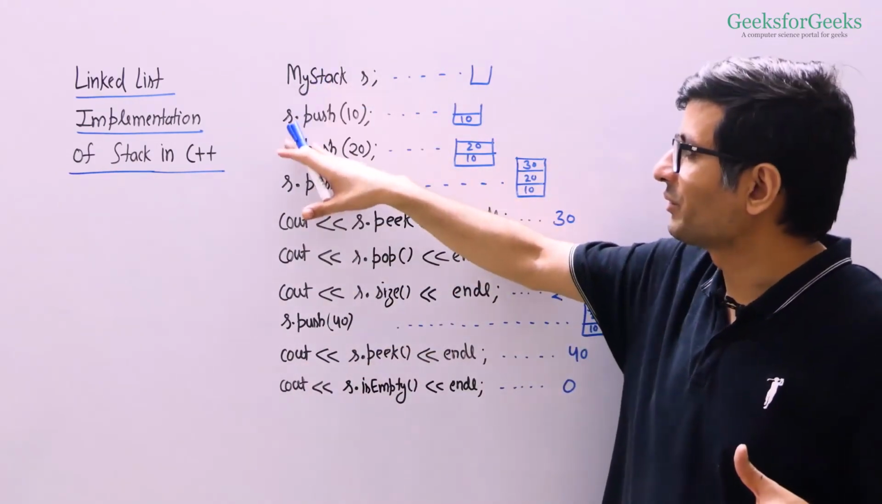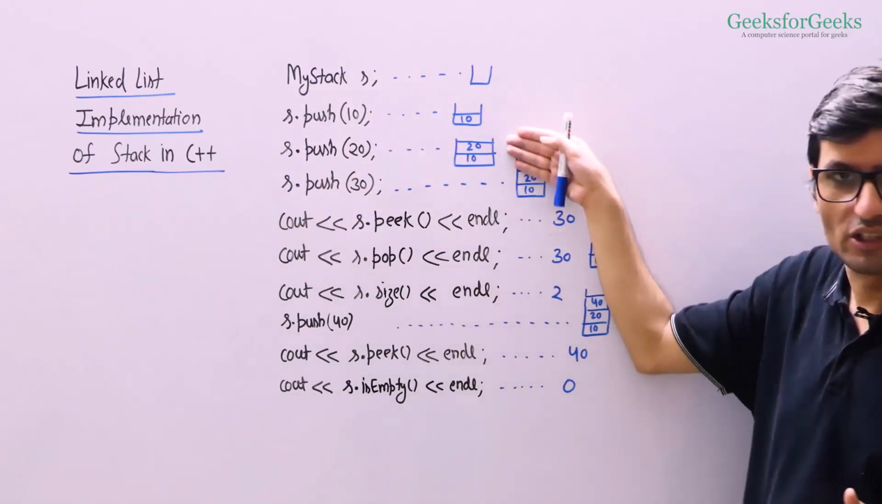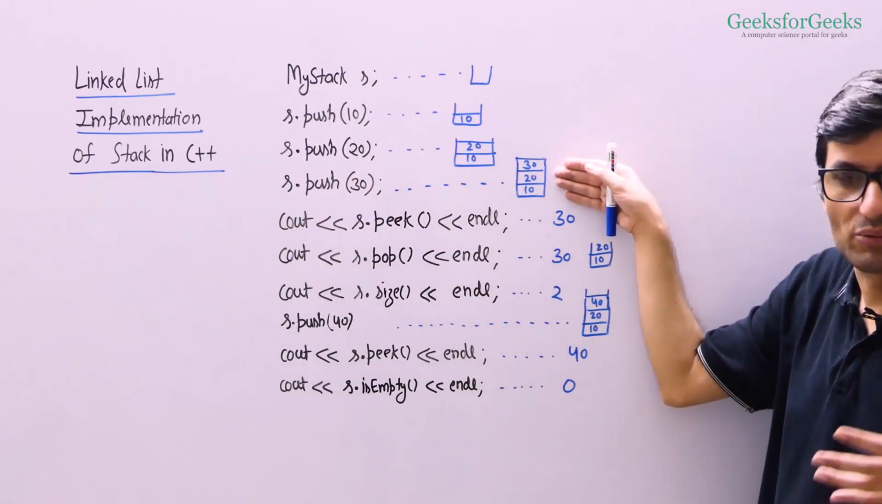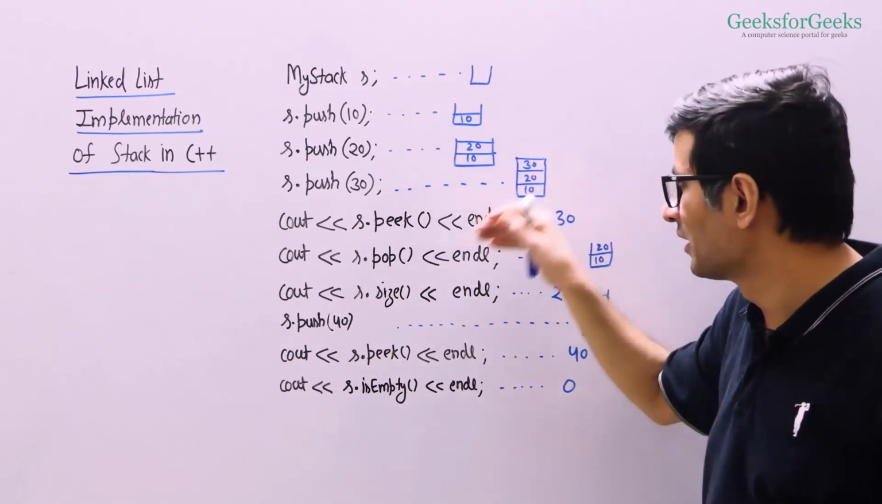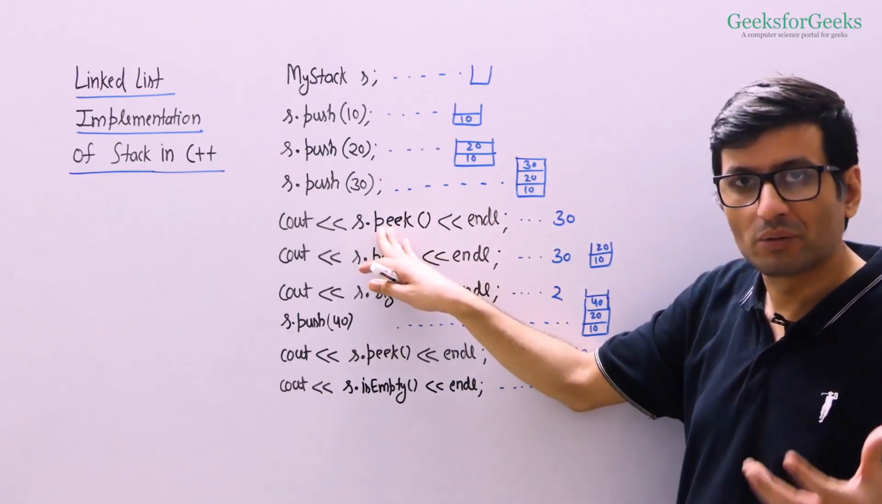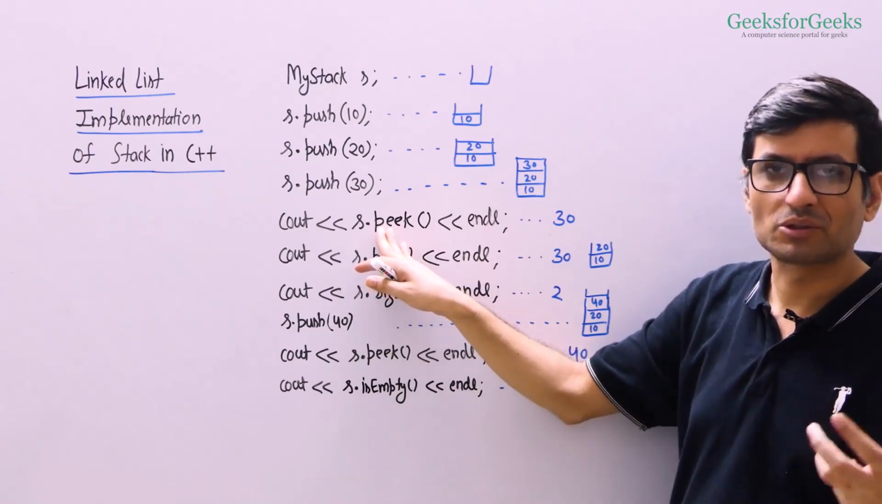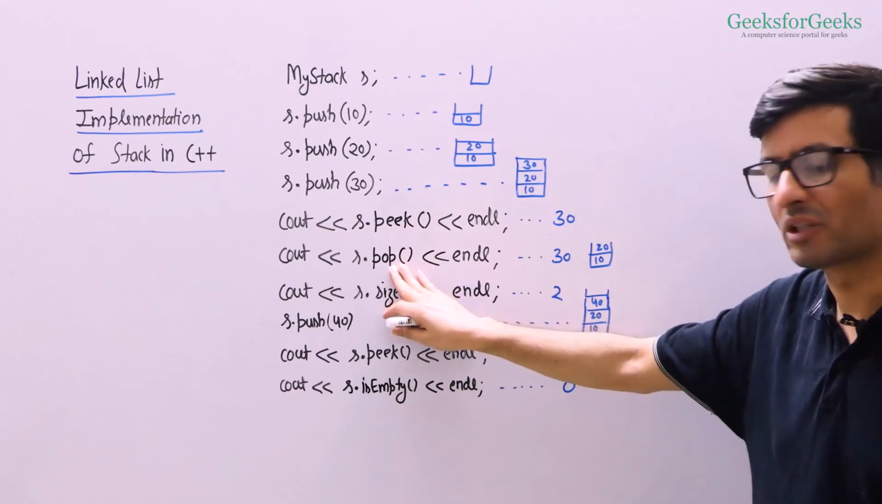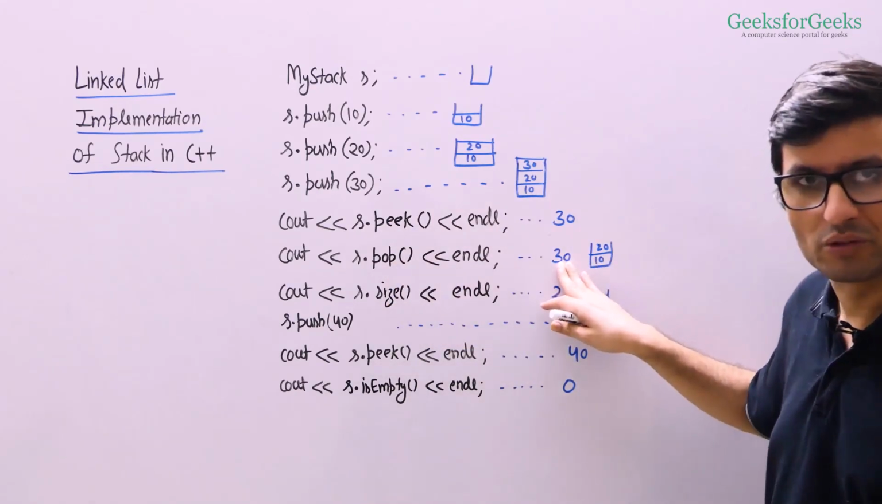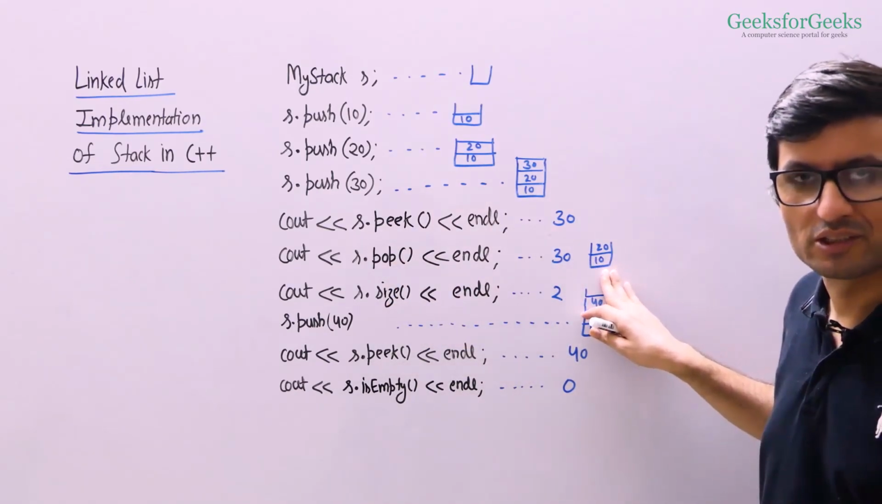We create an instance, we insert 3 items, and this is the logical view. This is how your stack would become. Internally, you would be using a linked list. This is just a logical view. Now you will be printing the top item. The peek function is supposed to print the top item. We will get the top item 30. Then pop, we will remove the top item. You will get the removed item, and your stack would change this way.